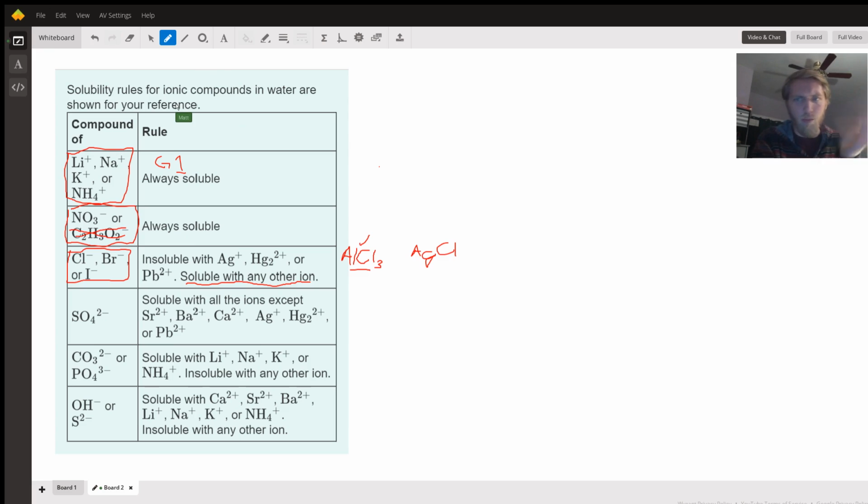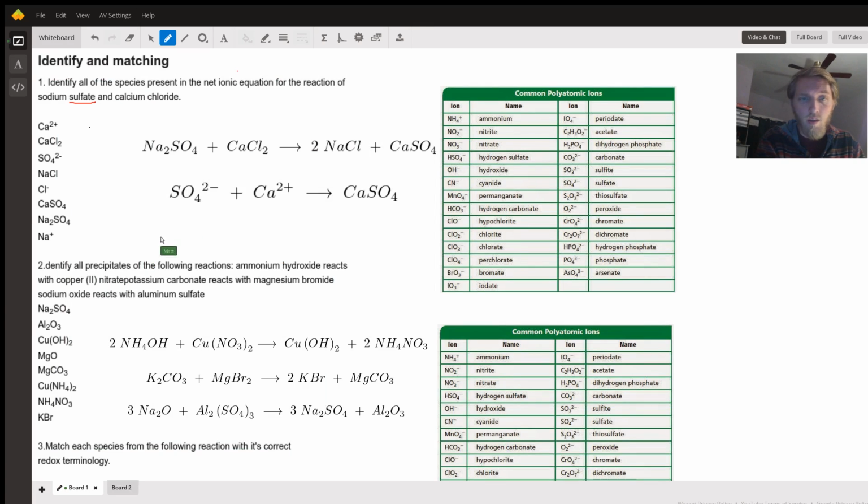There are some tricks and some charts that help. So let's talk first about the solubility here. I've gone ahead and written the reactions. If you can't write these reactions, well, that's what I'm going to talk about here. So the species present in the net ionic equation for the reaction of sodium sulfate and calcium chloride. First of all, sodium sulfate is written like this because sodium has a +1 charge and sulfate has a 2- charge. That means I'm going to need 2 sodiums and 1 sulfate.